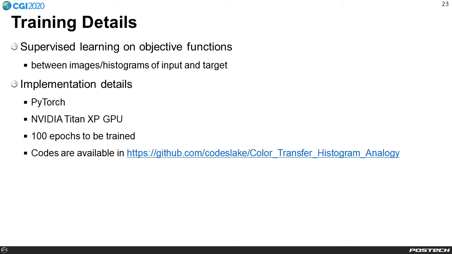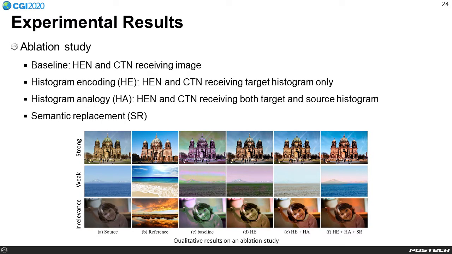For the next slides, I will share experimental results of our work. First to be shared is the ablation study of the framework. In the figure, baseline is the model in which HEN and CTN receive image, not histogram. HE refers to histogram encoding, in which HEN and CTN receive target histogram only, and HA refers to histogram analogy, where models receive both target and source histogram, completing the concept of histogram analogy.